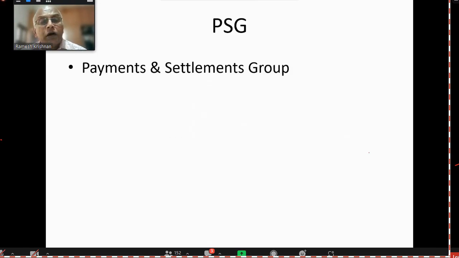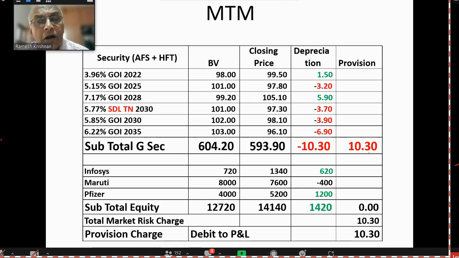So how will you identify that all these are in SLR category? At the time of acquisition itself, you have to categorize whether it is HFT, HTM, or AFS. Similarly, whether it is SLR, non-SLR, equity, mutual fund, subsidiaries and joint ventures, like that, which category you are going to hold it in, you have to categorize. So long as the issuer is Government of India or a state government, it is an eligible SLR security.